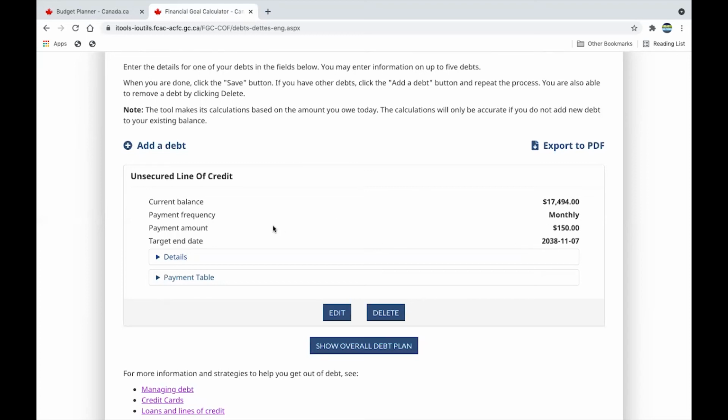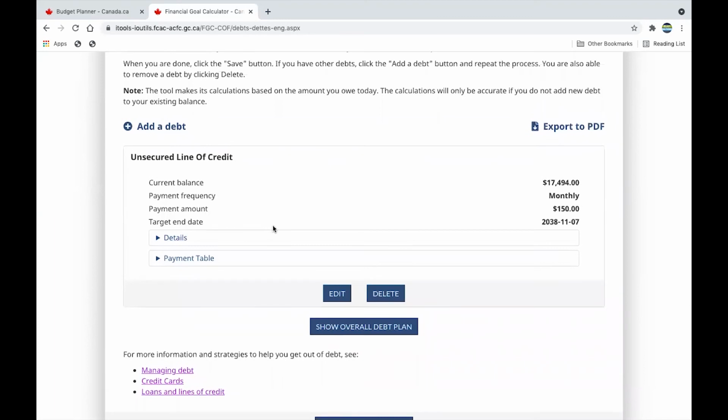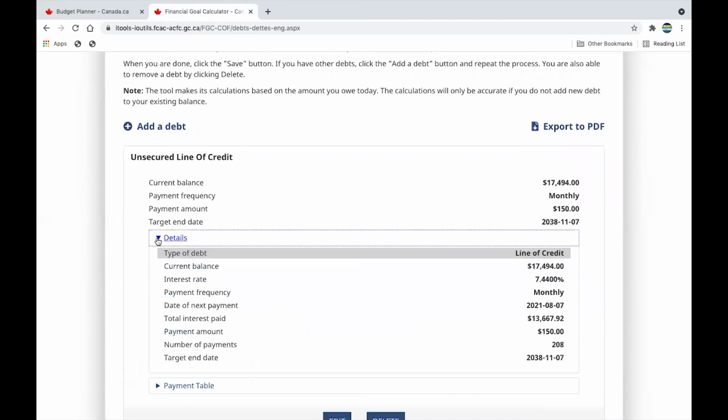And it breaks it down further. This gives you a clue to understand that the more you put a little amount towards paying off your credit, it can take a long time. So it breaks it down further here. Let's look at the details.